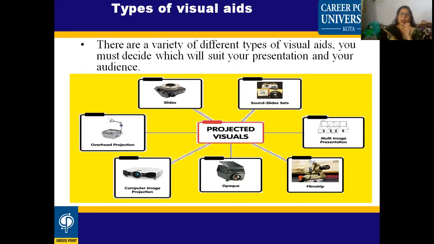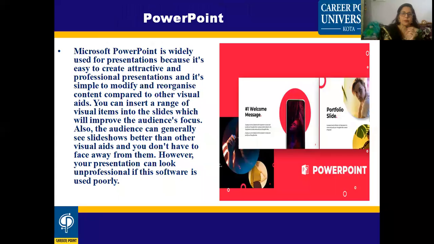Types of visual aids, as you can see, there are different types of visual aids such as slides, overhead projector, computer image projection, film strip, multi-image presentation, sound slide sets, etc. So there are a variety of different types of visual aids available, and which type will suit your presentation, you need to decide prior, and later on you can infuse them in your presentation to receive the maximum effect that you may have expected from your presentation.